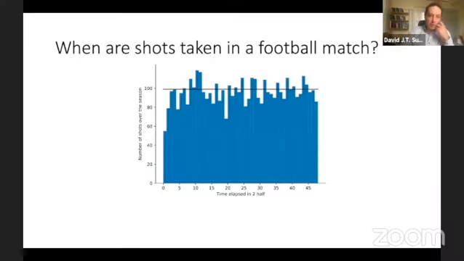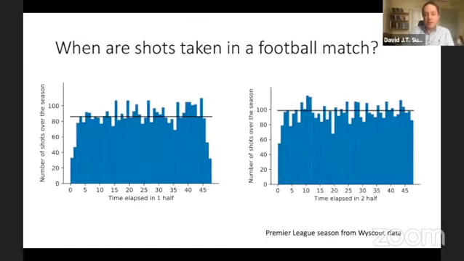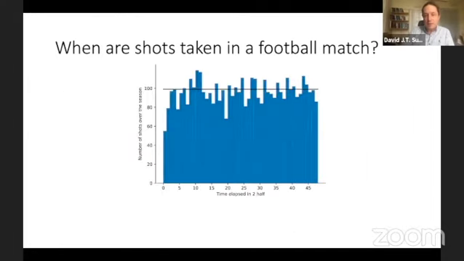Okay, so when are shots taken in a football match? This is one figure. Now I've actually forgotten which league it was. I think, is it the same as that one? Yeah, it is the same as that one. So it's the Premier League. This is the second half of the Premier League.